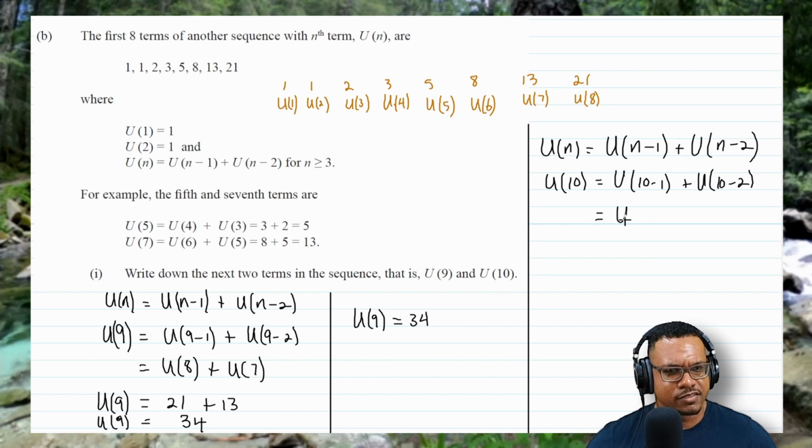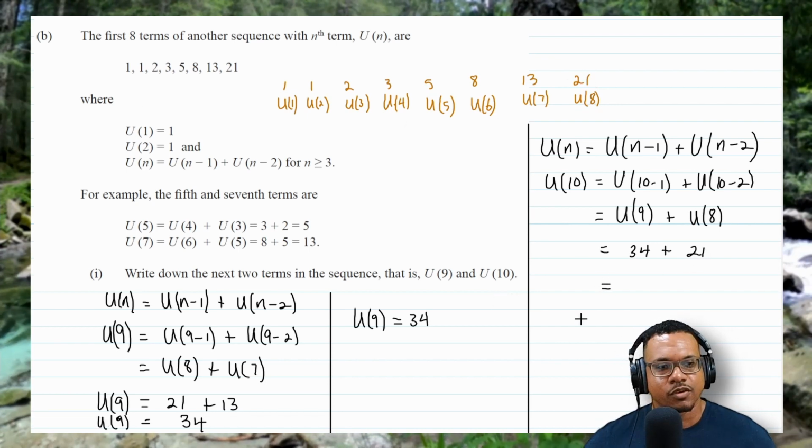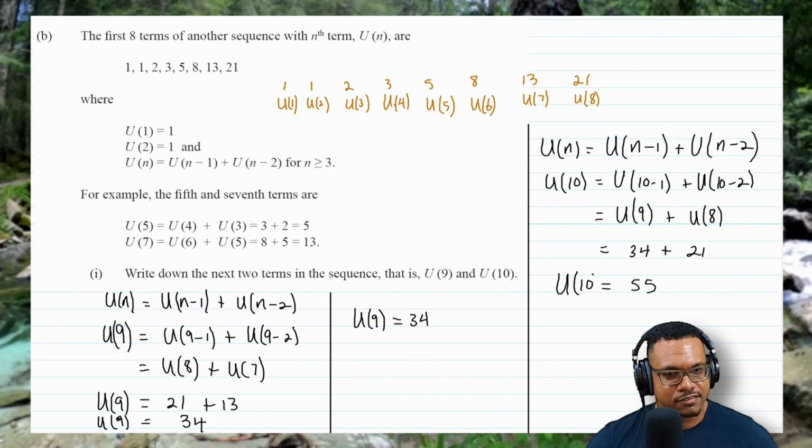All right, so 10 take away 1 is 9. So that'll be our 9th term plus 10 take away 2 is 8. That'll be our 8th term. Now we just figure out what the 9th term is. The 9th term is 34, so U9 is 34. And then our 8th term, you could find that right here. Our 8th term is 21. So now 34 plus 21 is 55. So our 10th term is 55.